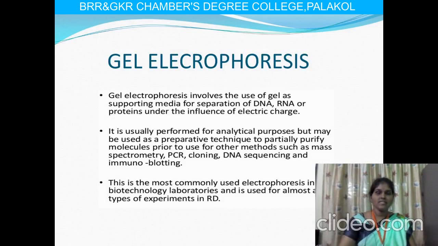So here we will use gel as the supporting medium and separate different types of components like amino acids, proteins, DNA, RNA, and also different types of macromolecules. Here we will use different types of gels like agarose gel, polyacrylamide gel, and starch gel. We can separate many organic substances. This is the most important technique compared to the other electrophoresis like paper electrophoresis.